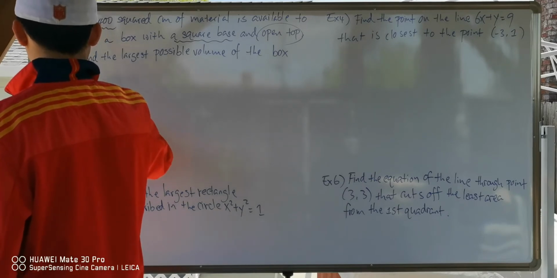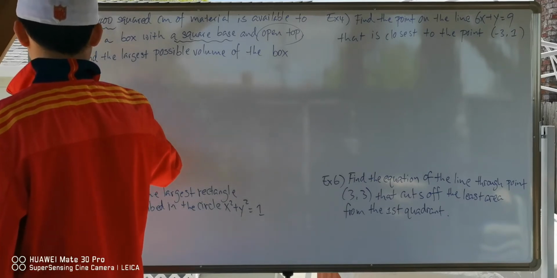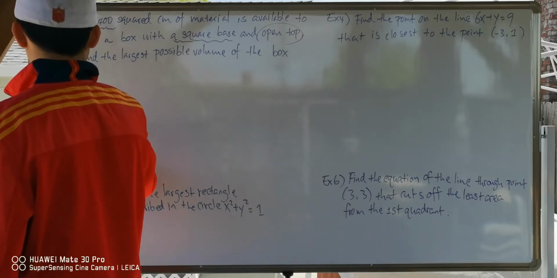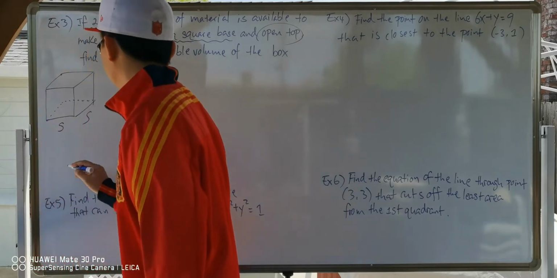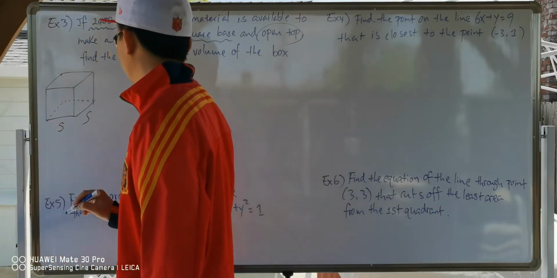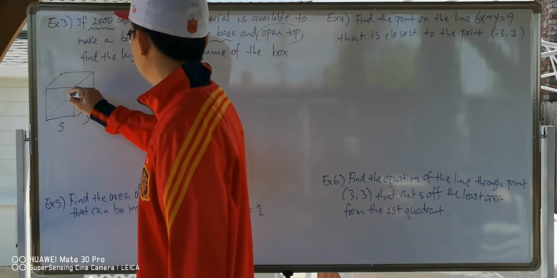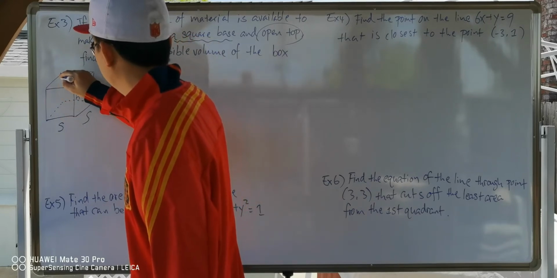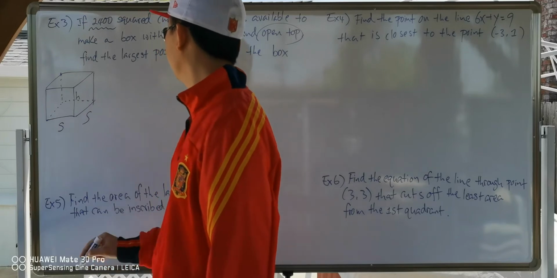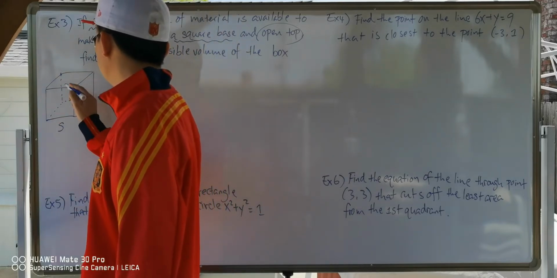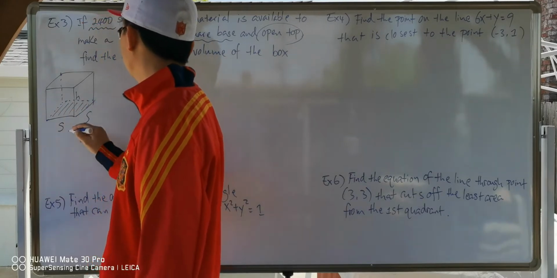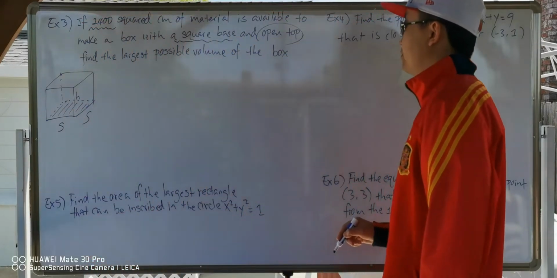Okay, it's a square base. So that means the sides are going to be all equal. And then the height, we don't know what the height is. But one thing that we know for sure, it's an open top. So that means the top part right here is open. So let me just shade this area. So it's a square base, open top box.